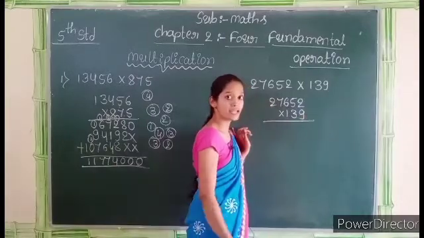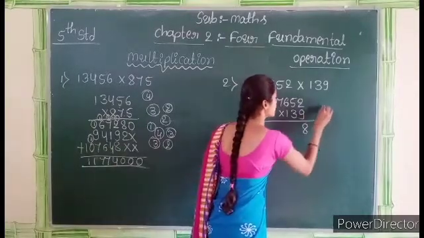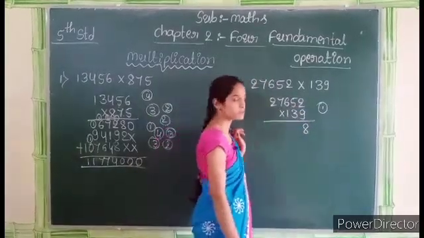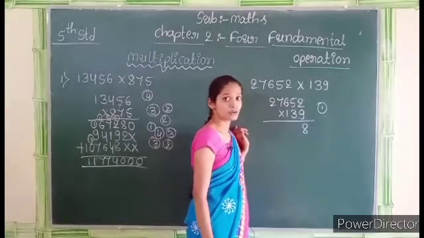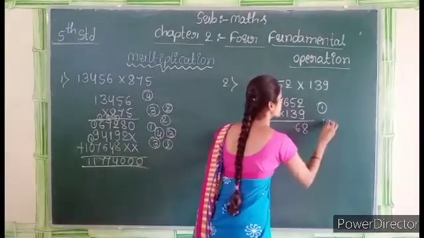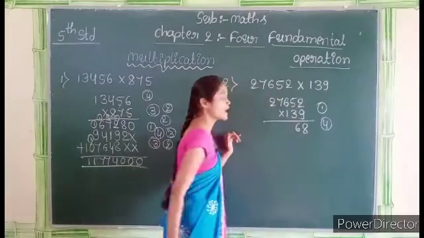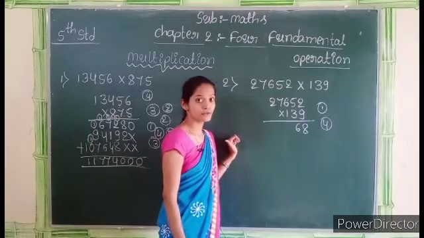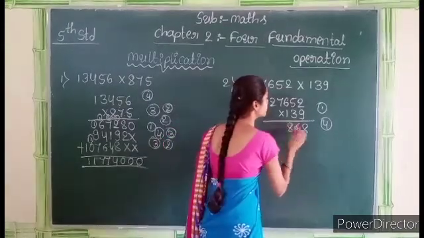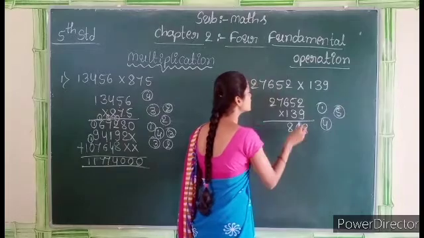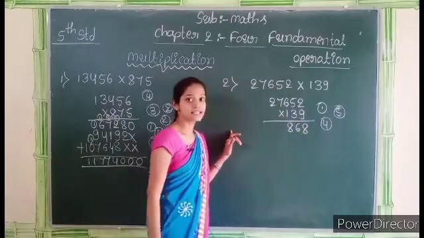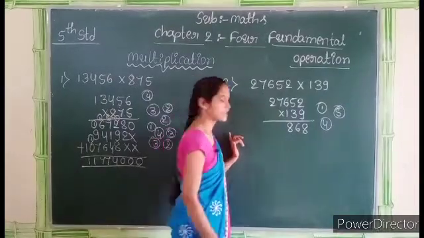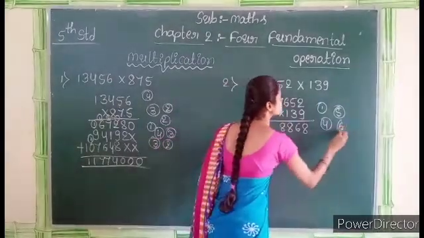9 twos are 18. I will write 8, then 1 carry over, 9 5s are 45. 45 plus 1, that is 46. I will write 6, then 4 carry over, then 9 6s are 54. 54 plus 4, that is 58. I will write 8, then 5 carry over, then 9 7s are 63. 63 plus 5, 68. I will write 8, then 6 carry over.